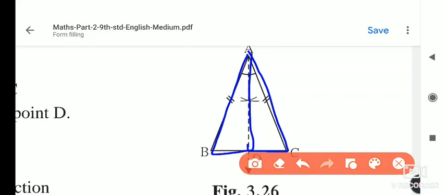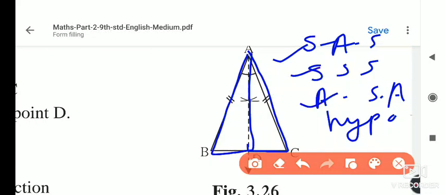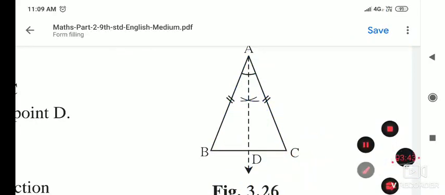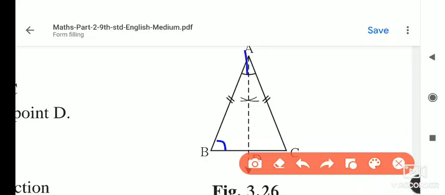By using any test, which tests have we seen? The SAS test we have seen, the SSS test we have seen, the ASA test we have seen, and lastly we have seen the hypotenuse side theorem. So these tests are there. If by using one of these tests we are successful in showing these two triangles are congruent to each other, then by CSCT we can show that B is congruent to C. So first of all, as I told you, we drew here the angle bisector of the triangle.